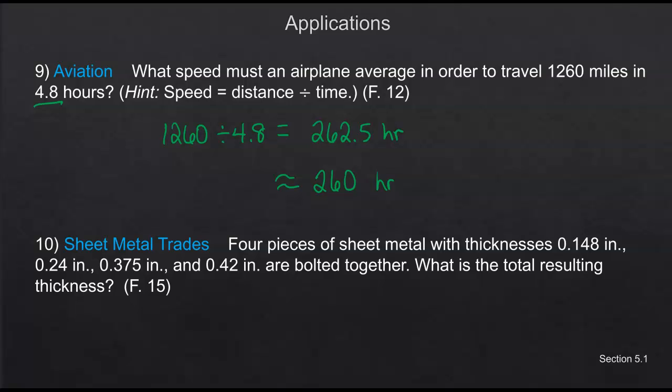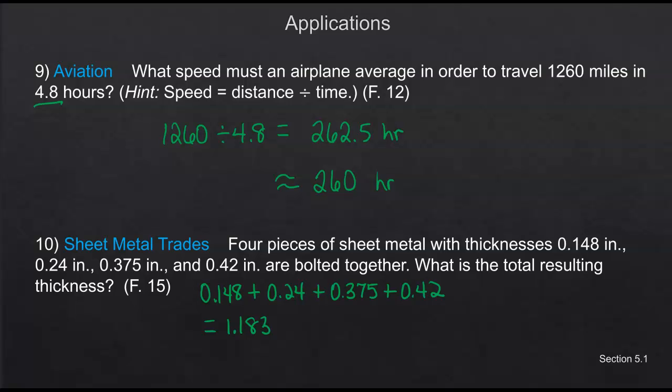Sheet metal trades. 4 pieces of sheet metal with thicknesses 0.148, 0.24, 0.375, 0.42 are bolted together. What is the total resulting thickness? Well, total means we're going to add. So we add these all up. And we get 1.183.